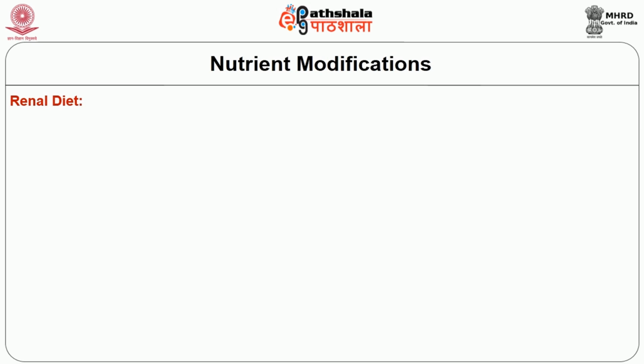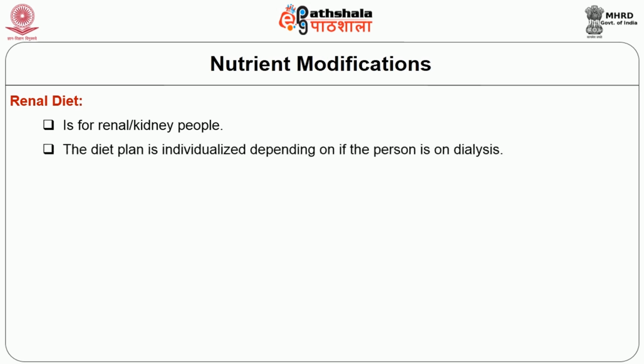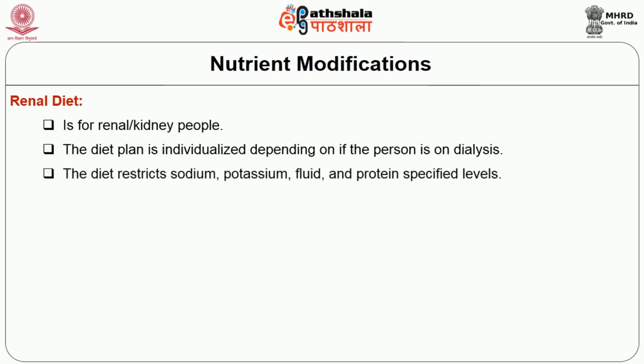Renal diet, this is usually for persons with kidney disorders. The diet plan is individualized depending on if the person is on dialysis or other treatments. The diet restricts sodium, potassium, fluid and protein at specified levels. And here, before going through these restrictions, lab monitoring and results have to be closely monitored. And these are the modifications done in the nutrients.